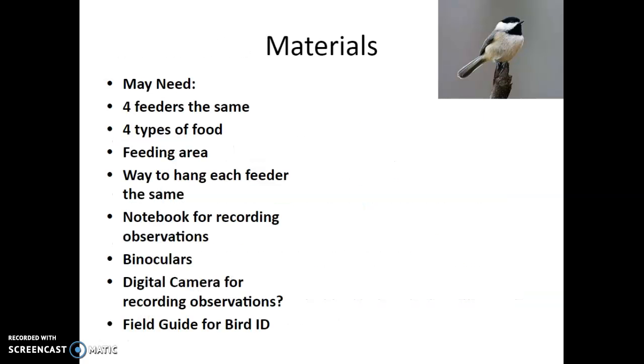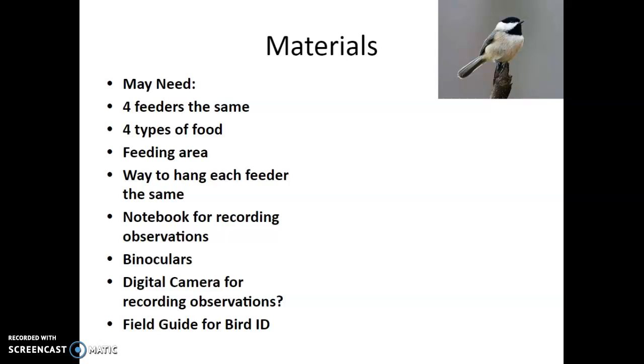You start making a list of materials that you think you'll use. So I decided I wanted to have 4 feeders that were identical, 4 different types of food. I wanted a common feeding area, a way to hang the feeder that would be the same, a notebook for recording observations, binoculars for seeing the birds more clearly to identify them, maybe a digital camera for recording some observations, and a field guide for bird identification.